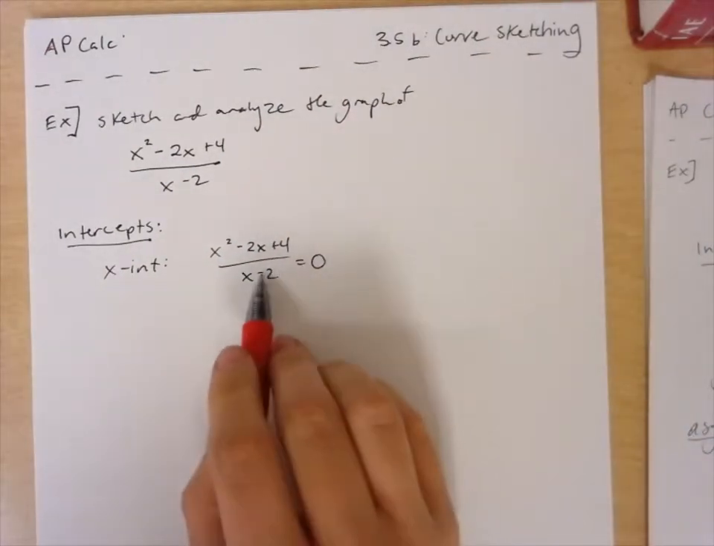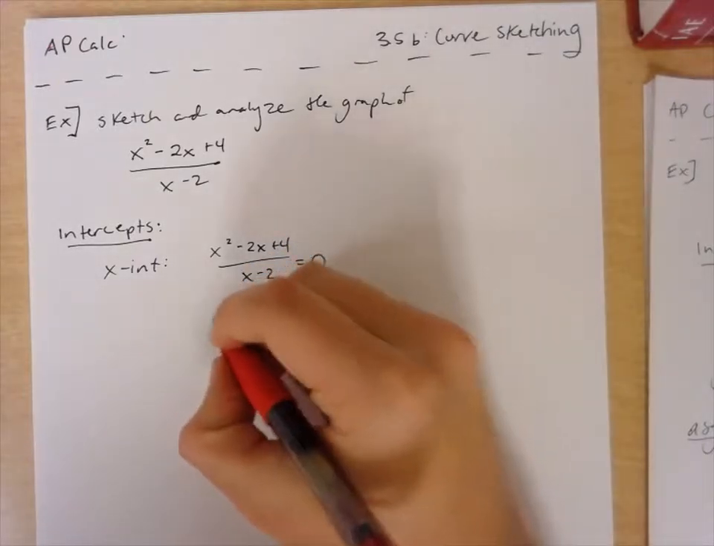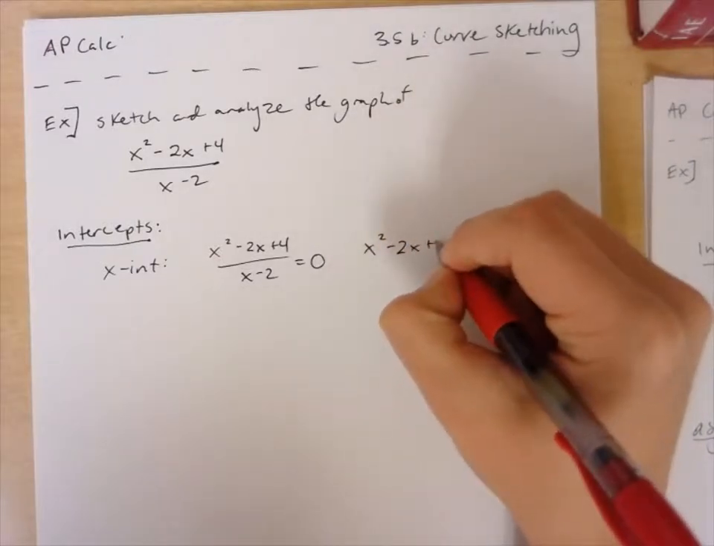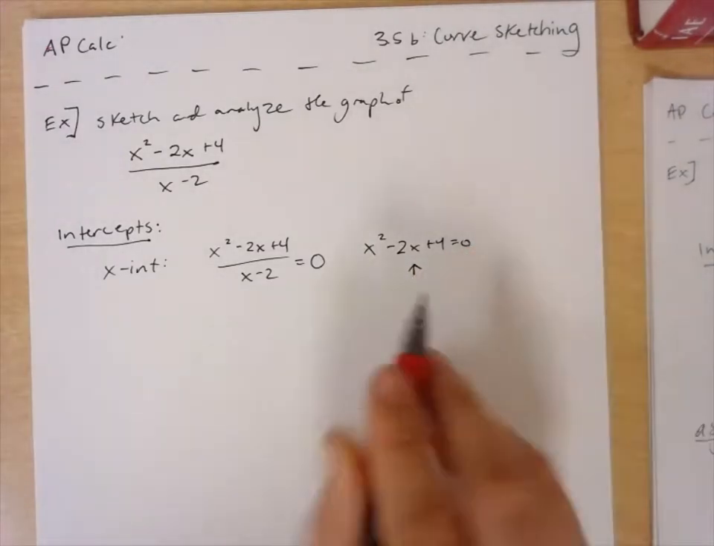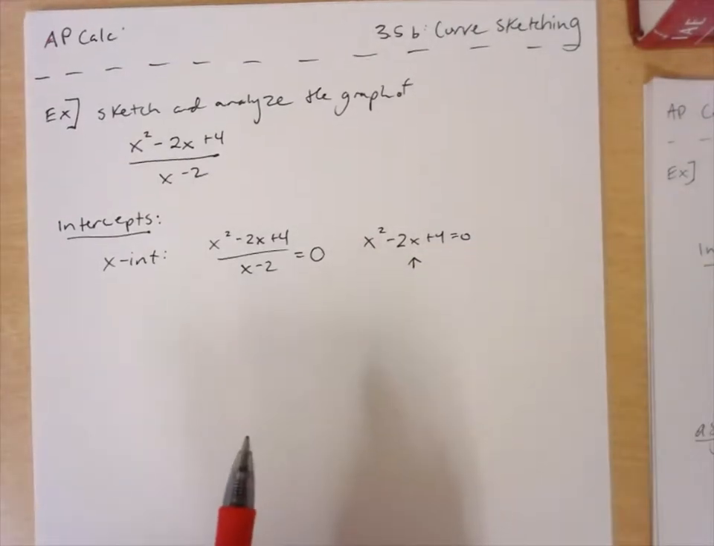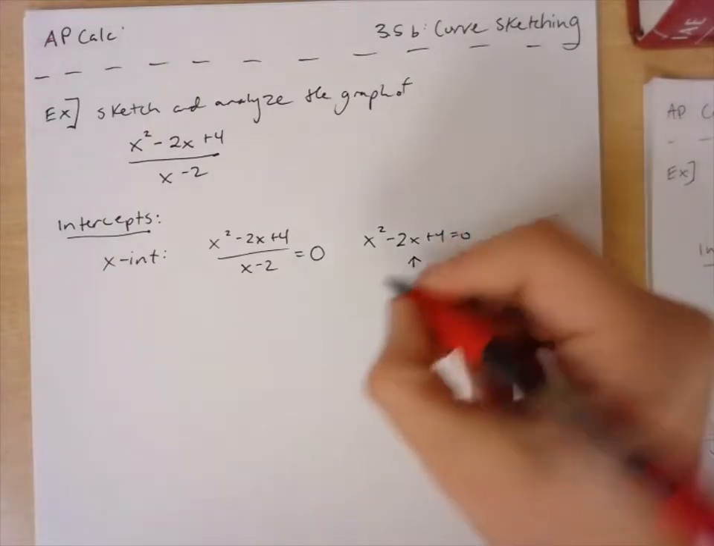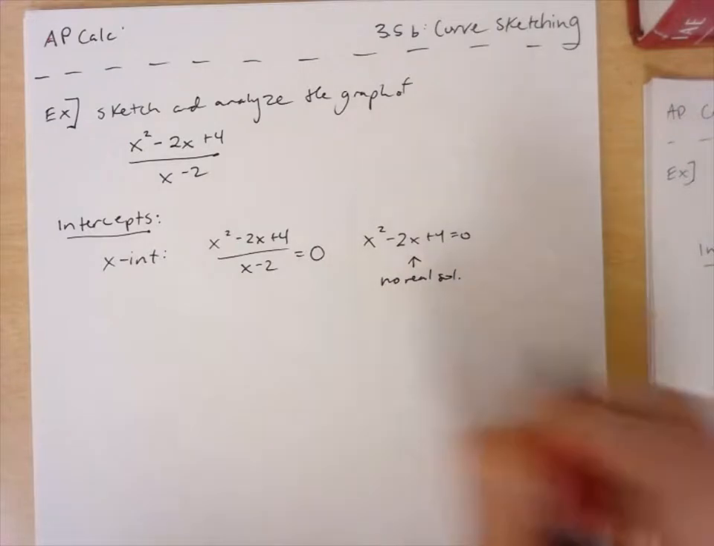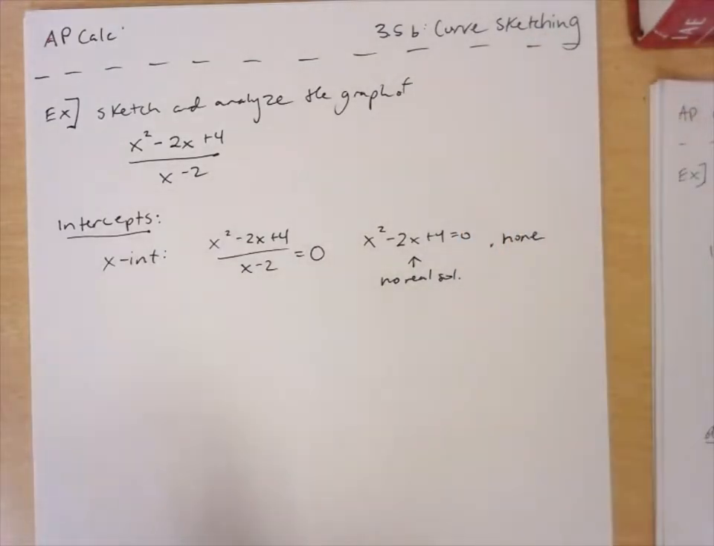And it follows that I could multiply both sides by the denominator and make the denominator go away. When I do that, I'll get the equation x squared minus 2x plus 4 equals 0. This trinomial is not going to be factorable, and it's not going to get us real solutions when we run it through the quadratic formula. So we say no real solutions. So in short, we have no x-intercepts.